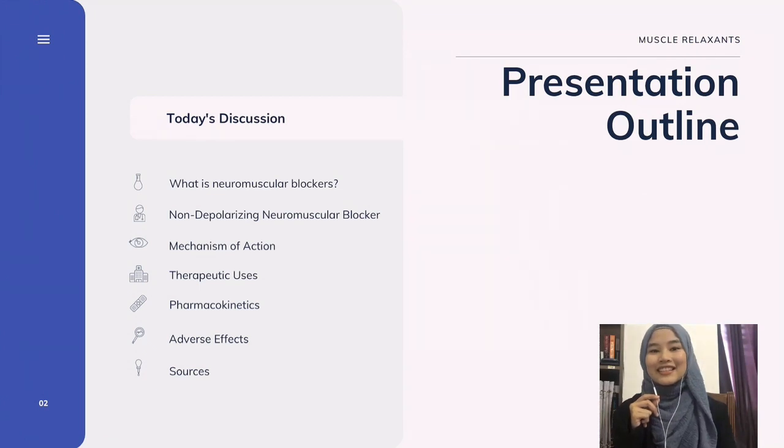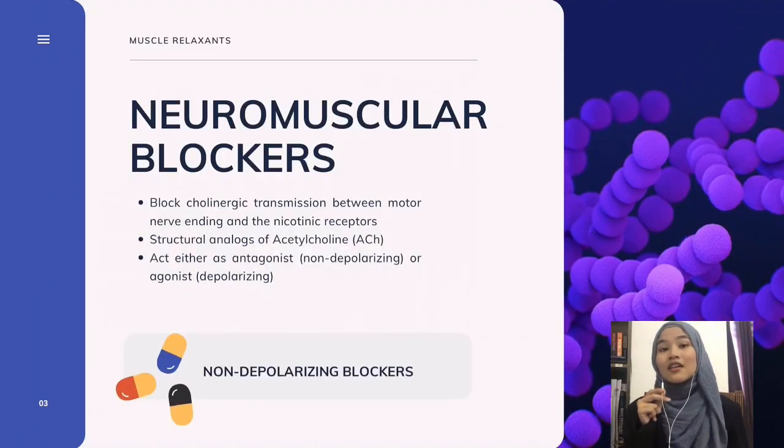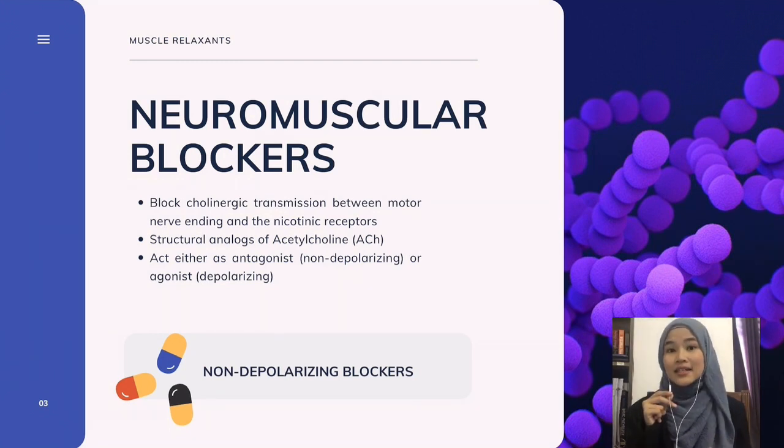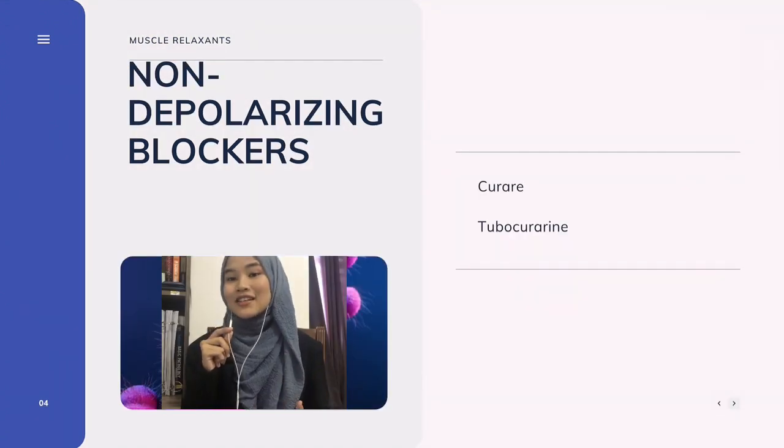of my findings. So basically, this drug blocks the cholinergic transmission between motor nerve ending and nicotinic receptor on neuromuscular junction. This drug is a structural analog of acetylcholine. It acts either as antagonist, non-depolarizing type, or agonist, depolarizing type, but our main focus of this topic is non-depolarizing neuromuscular blockers. Now, what is non-depolarizing neuromuscular blockers?